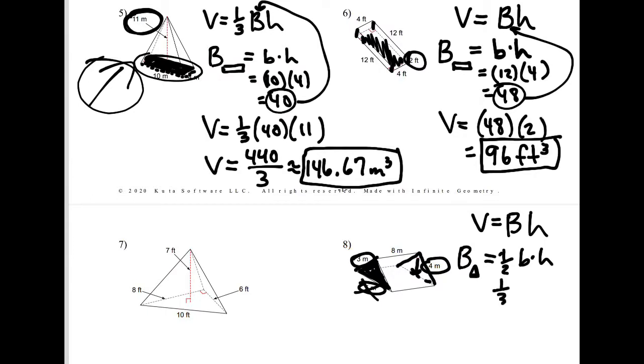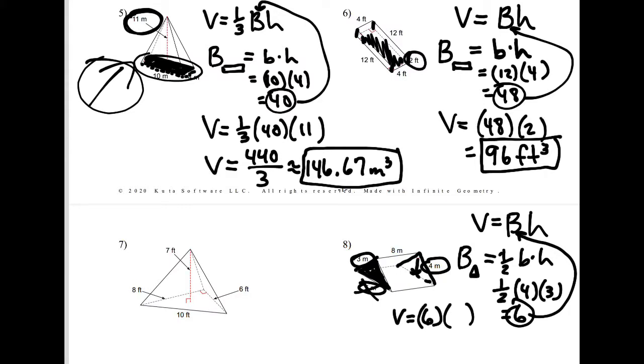So big B equals not 1/3, but 1/2. So we have to use the 4 and the 3. So 1/2 times 4 times 3 equals 6. So now we can go ahead and plug big B into our volume formula. So we have volume equals big B, which is 6, times the height.